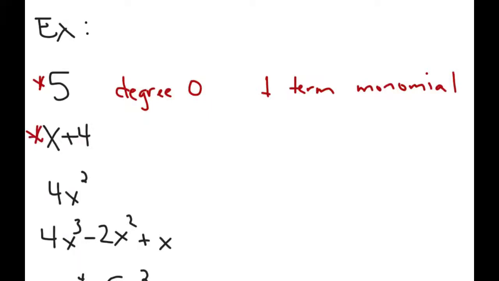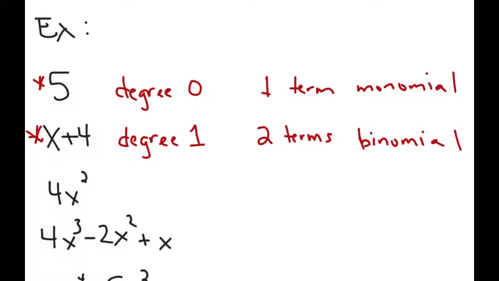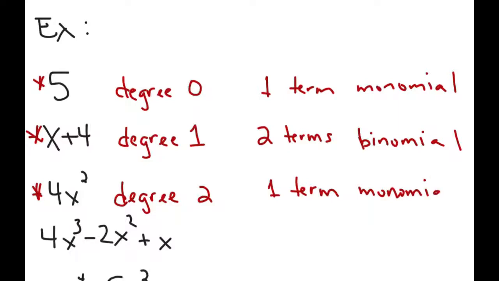x plus 4. The biggest exponent of x is 1 because it's an x to the first power, so we say that this is a polynomial of degree 1. It has two terms, so it's a binomial. 4x squared. Its biggest exponent is 2, so it's a polynomial of degree 2. It only has one term, so it is also a monomial. So as you can see, a monomial just means one term. It doesn't matter if it has an x or if that x is raised to a power.